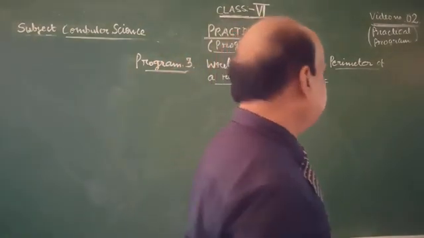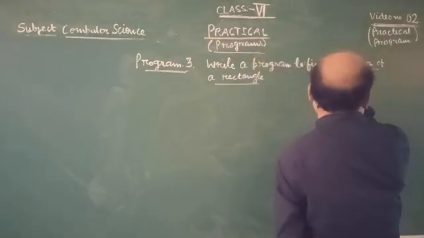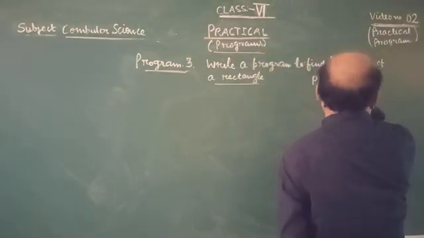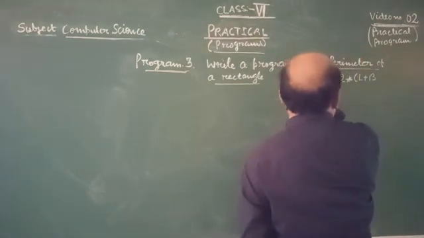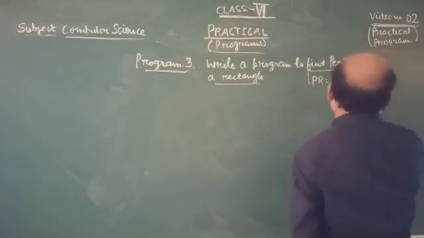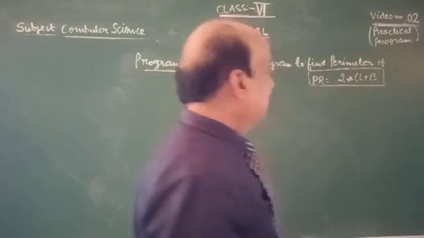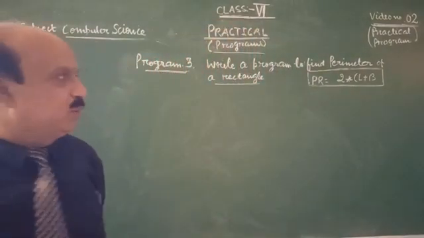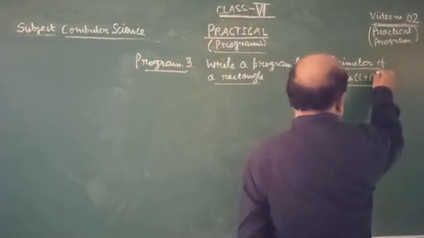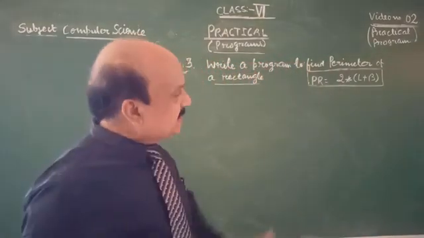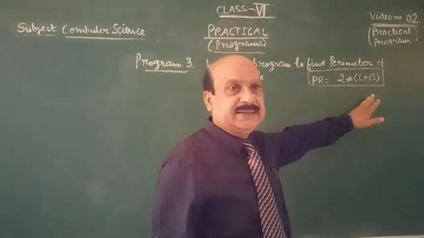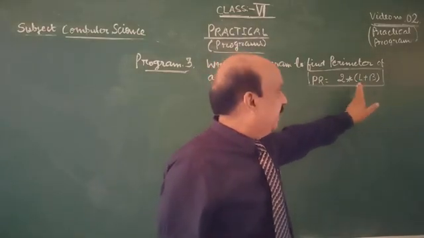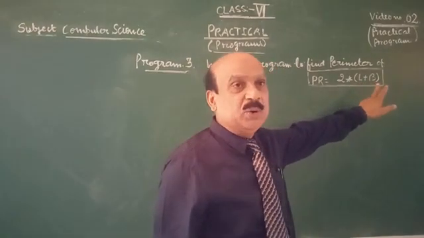PR, perimeter of rectangle, and the formula you know is 2 into L plus B. This is the formula to find the perimeter of a rectangle. PR equal to 2 into L plus B. So you will start to input the values from the right side after the equal sign. Here the two variables L and B you are finding.